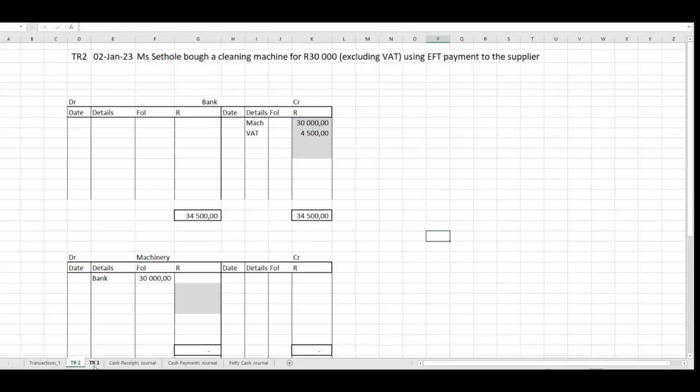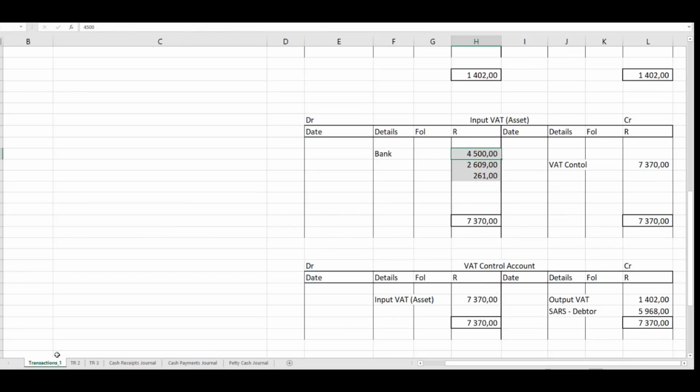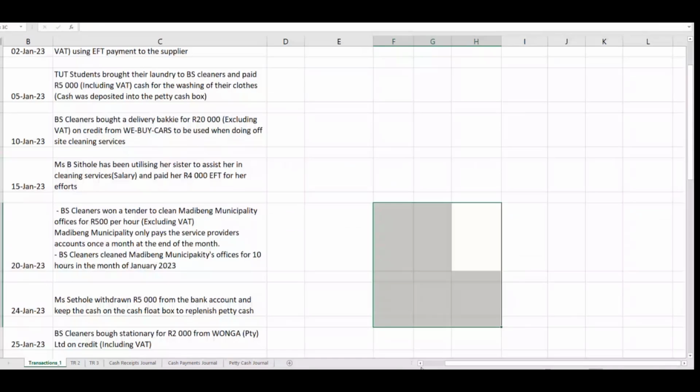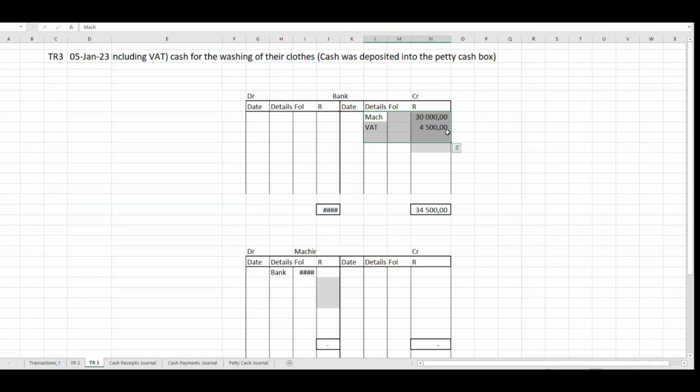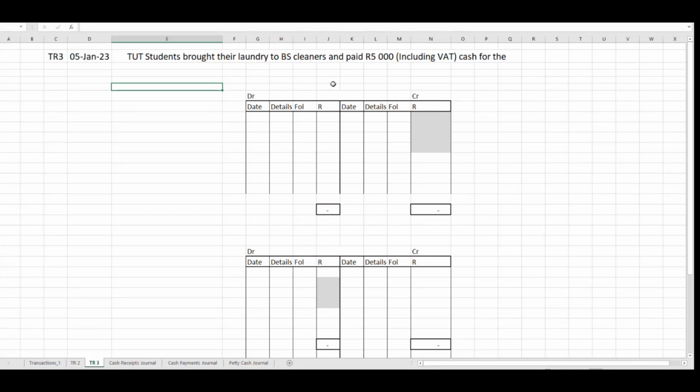Let's quickly do the same for transaction number 3, so that you can see the bigger picture. Transaction number 3, I will copy it. I will delete what we've written for the previous transaction so that it doesn't confuse us. Transaction number 3 says TU2 students brought their laundry to BS Cleaners and paid 5,000 rands cash including VAT. Two accounts are affected, one bank or a petty cash account.